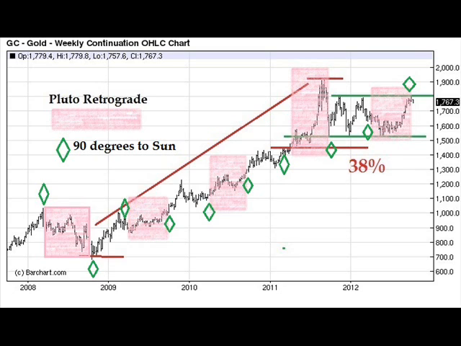Notice also that we recently have completed a Pluto retrograde period, and we have now completed a Pluto 90 degrees to Sun aspect. So from here, I would not be surprised to see a sizable move in the price of gold, likely to the downside. So if you're trading, if you're investing in gold futures or gold equities, heads up, be a little bit careful.